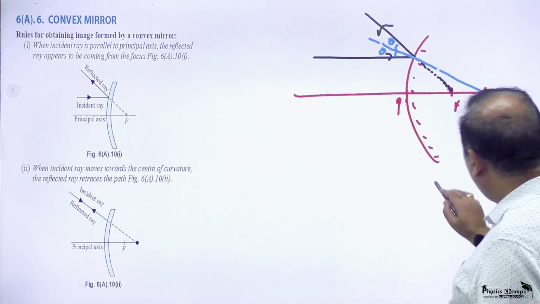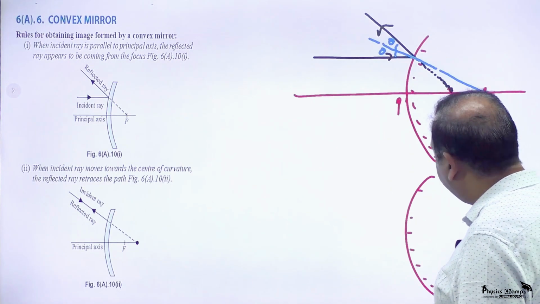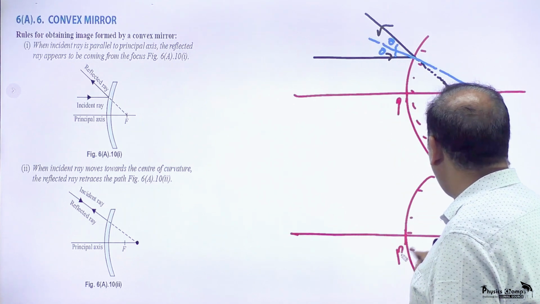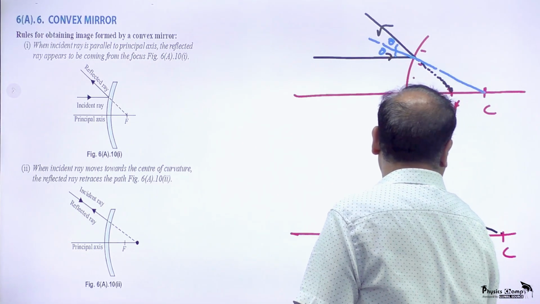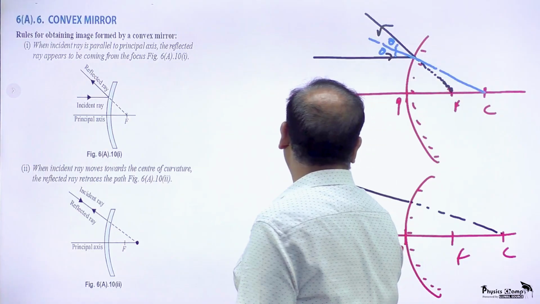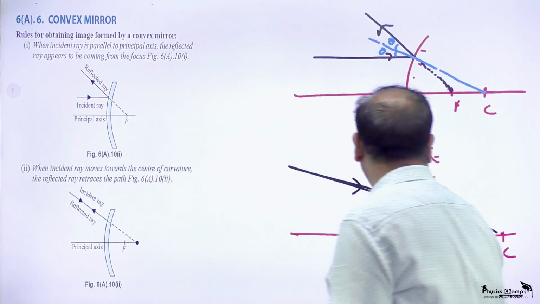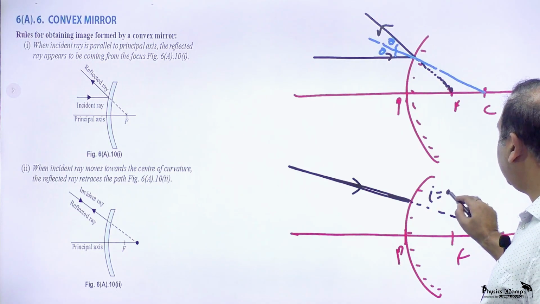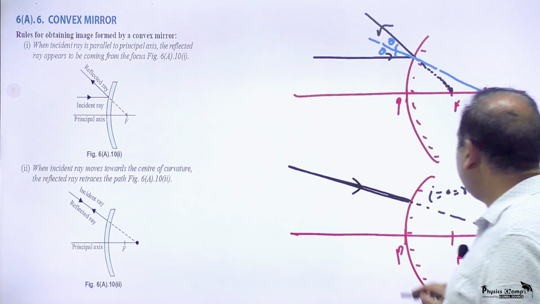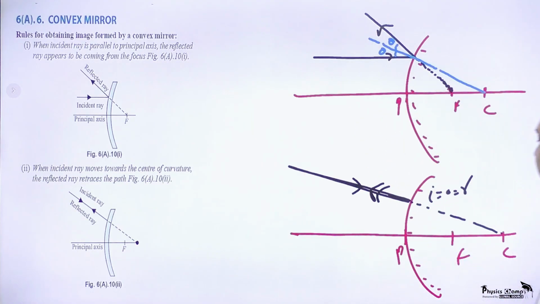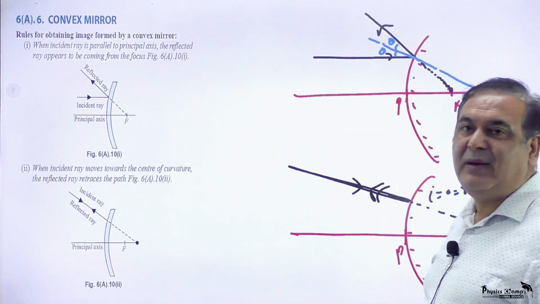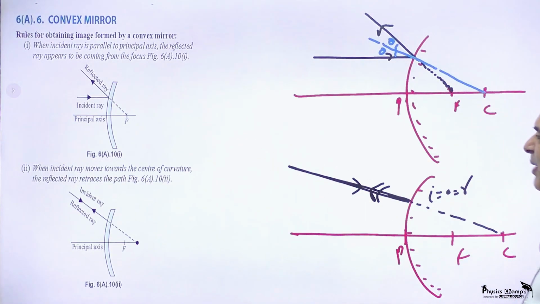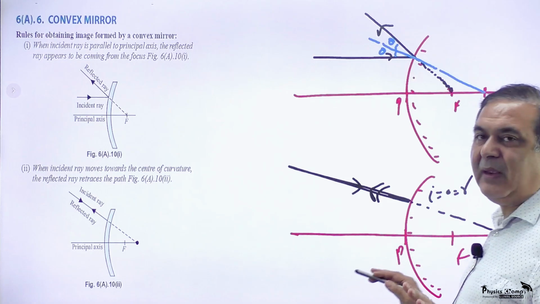Second, if you take a convex mirror again, and this is the pole, this is focus, this is center of curvature, and a beam of light is directed towards the center of curvature, here the angle of incidence will be 0, and the angle of reflection will be 0. It is going to retrace its path. So if a beam of light is made incident towards the center of curvature, it is going to retrace its path. These two basic rules in the formation of an image in a convex mirror, you will keep in mind.